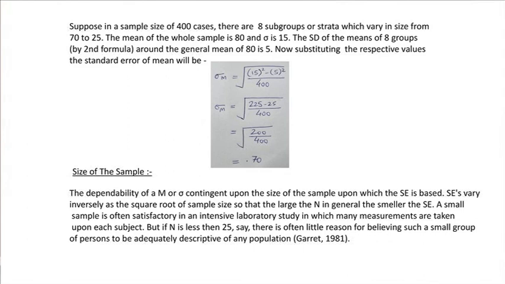Now, size of the sampling. The dependability of a mean and standard deviation is contingent upon the size of the sample upon which the standard error is based. Standard errors vary inversely as the square root of the sample size, so that the larger the n in general, the smaller will be the standard error of the mean.